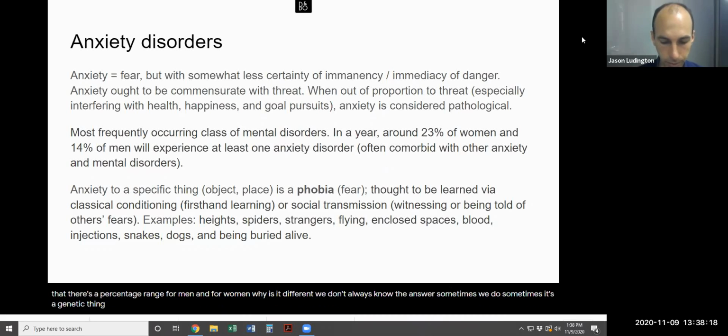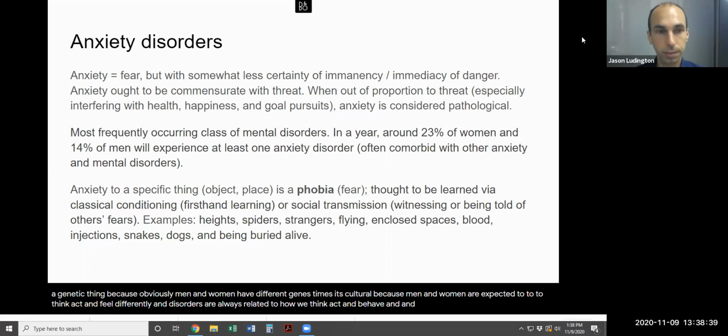Sometimes it's a genetic thing because obviously men and women have different genes. Sometimes it's cultural because men and women are expected to think, act, and feel differently, and disorders are always related to how we think, act, and behave and feel, as well as cultural expectations. So we should expect differences, but understanding why they're different or how, it's not always so clear.